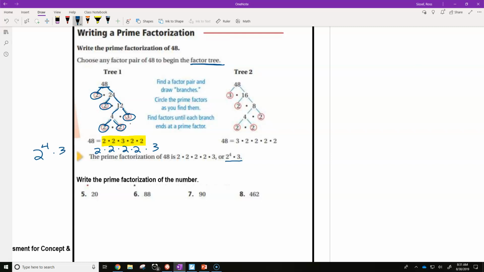If you look at factor tree number 2, they did it different. They did 3 times 16. 16 becomes 2 and 8. 8 becomes 4 and 2. 4 becomes 2 and 2. But they get the exact same answer.